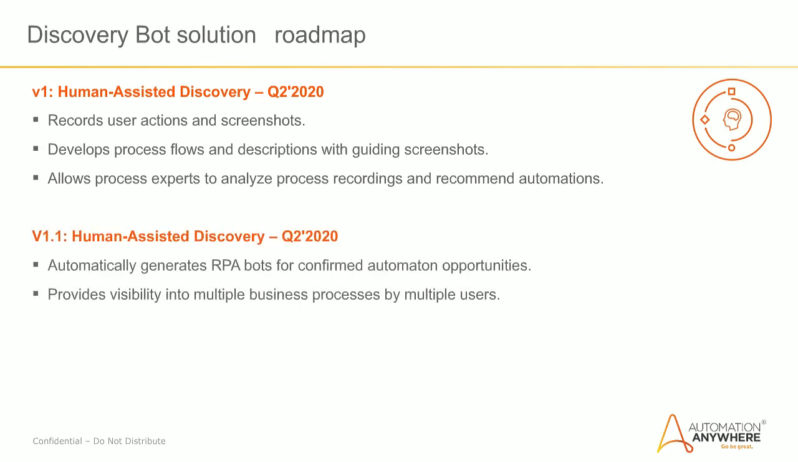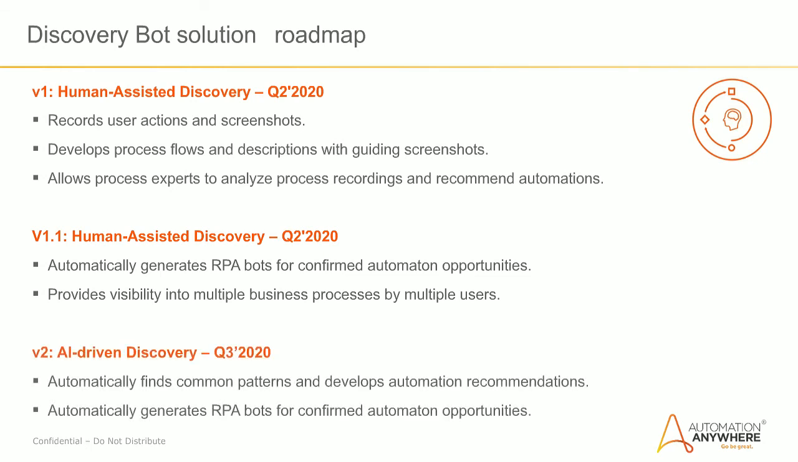The second, which is a V1.1 that's coming pretty much very quickly after V1, so still in Q2 of this year, is where you actually then take that workflow and you automatically generate an RPA bot through the workflow. And obviously then you get the visibility of multiple processes by multiple users. You start to be able to aggregate at a bigger scale.